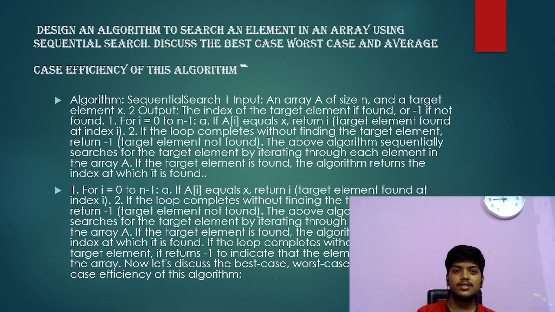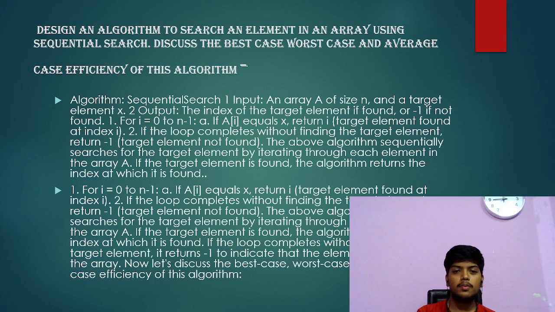Derive its best, worst as well as average case. The algorithm for it: given an array of size n and a target element x, return the index of the target element if found, or -1. For i equals 0 to n minus 1, if a of i equals x, return i.